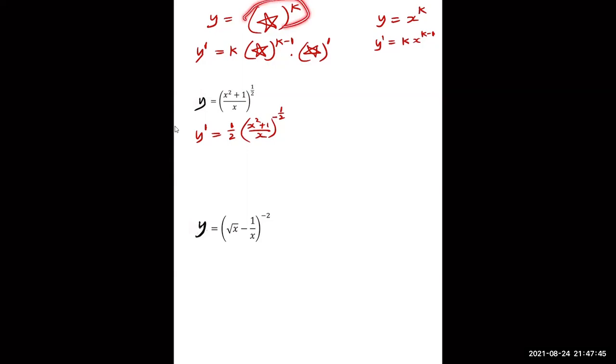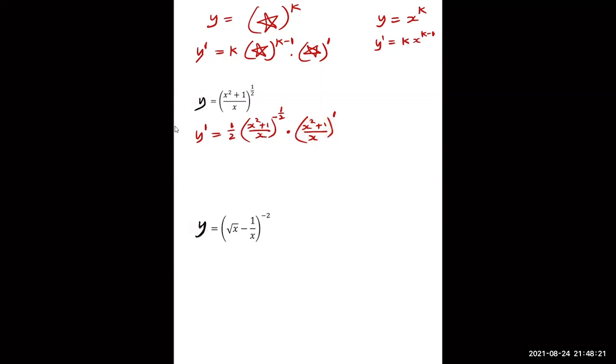I just apply this rule. k times star to the power k minus 1. That is 1/2 times star to the power 1/2 minus 1, which is minus 1/2. Now you need to multiply this by the derivative of my star. My star is this expression. So you need to multiply this by the derivative of your star, which is denoted by star prime. This expression prime means the derivative of this expression. You are not done yet.